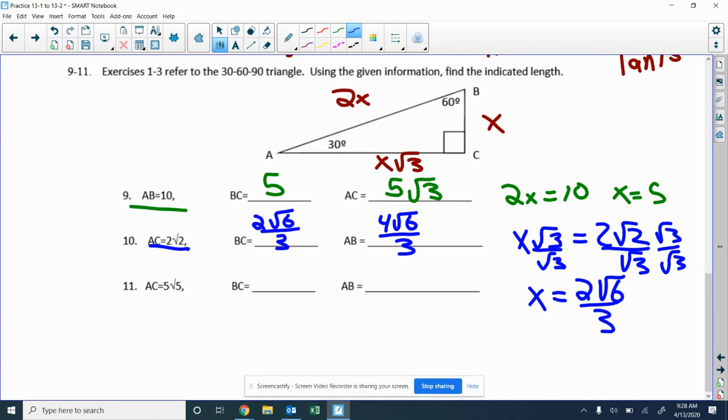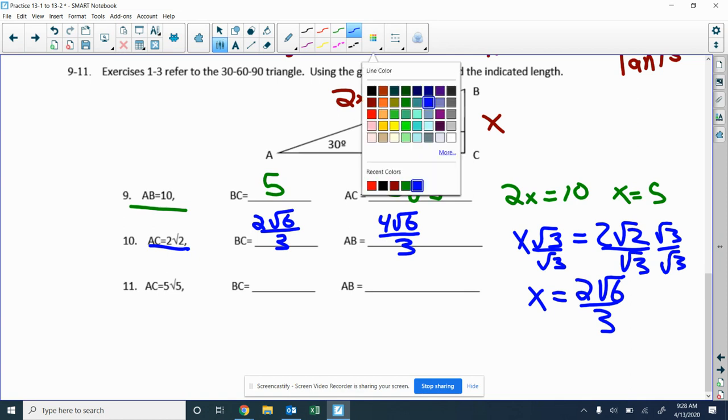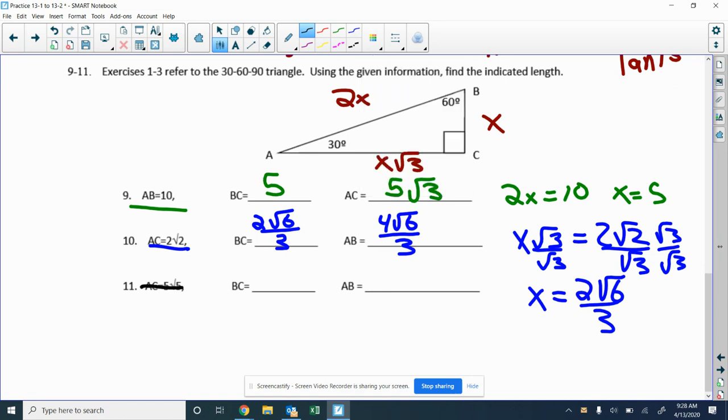The last one, number 11 here, and we're getting close to the end, I hope. It is AC. AC again. And I made this one hard also. 5 square roots of 5 is what x square roots of 3 is equal to. I'm going to have to divide by the square root of 3. I'm going to have to rationalize here then.